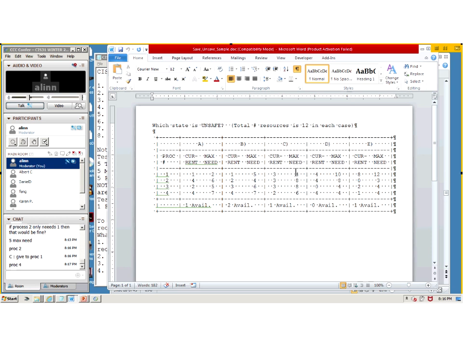Let's say this guy's done and I have 4 available. Could I give any of them to 2 or 3? No, I have to give it to process 4, you're right. The only one that would complete and give me enough to complete these guys. That's right, you guys are getting it. Anybody not seeing that? Just tell me if you can't see it.